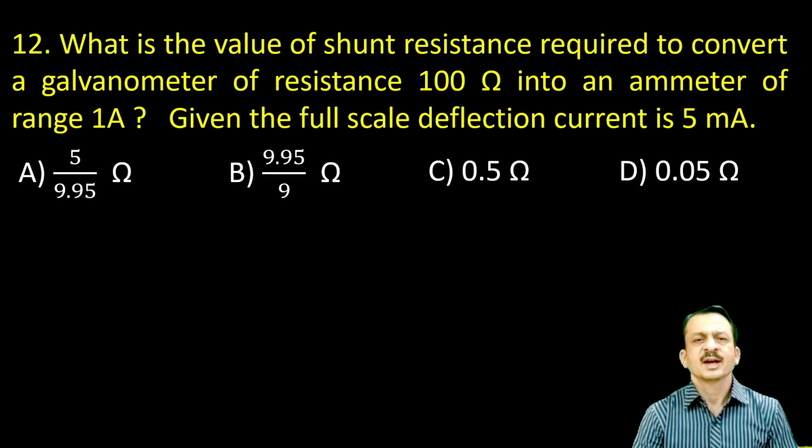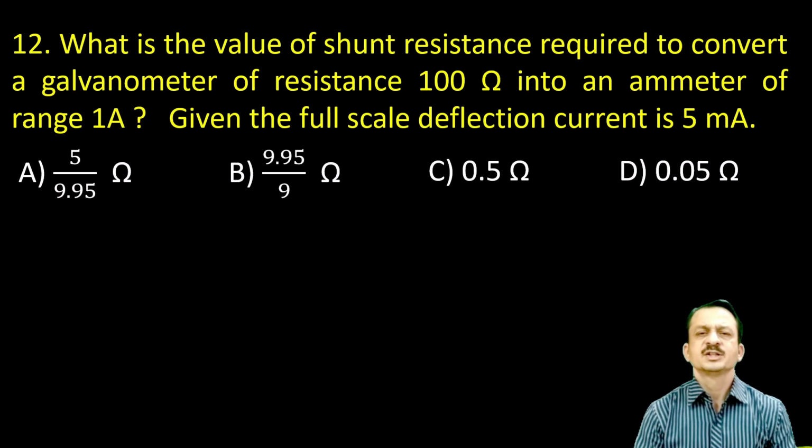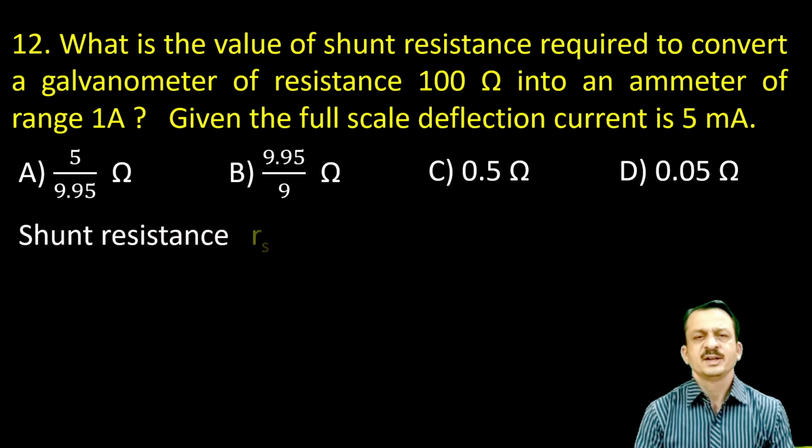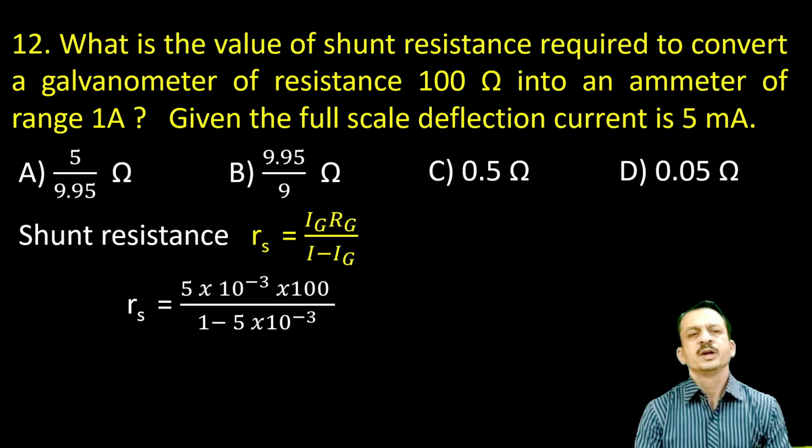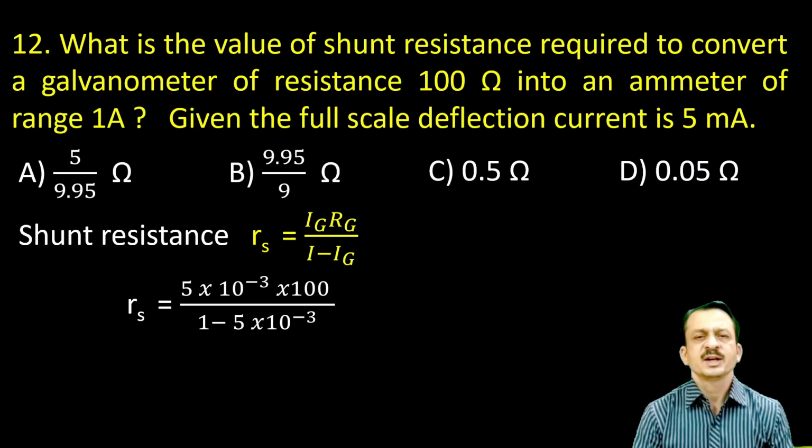Now here a galvanometer has to be converted into an ammeter. How do you convert? By connecting a small shunt resistance in parallel. The value of the shunt resistance Rs is given by Ig into Rg divided by I minus Ig. Now simply substitute the values they have given. Ig, the full scale deflection, is 5 milliamps, so it is 5 into 10 to the power of minus 3 into Rg, the resistance of the galvanometer, which is 100, divided by 1 minus 5 into 10 to the power of minus 3.